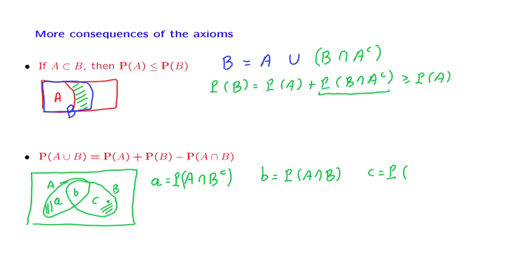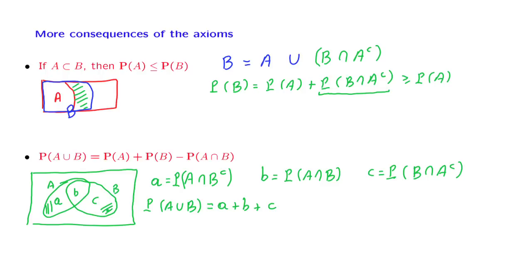And what is that set? It's that part of B that consists of elements that do not belong in A. So it's B intersection with the complement of A. Now let's express the two sides of this equality in terms of little a, little b, and little c, and see whether we get the same thing. So the probability of A union B: A union B consists of these three pieces that have probabilities little a, little b, and little c, respectively.